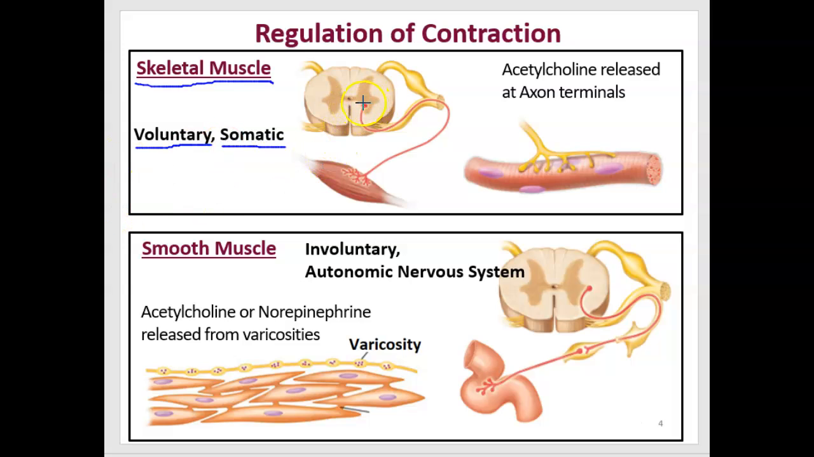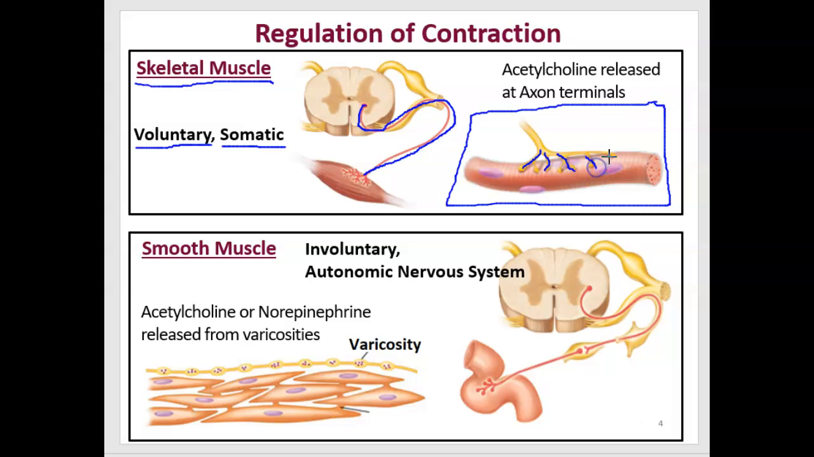And the somatic nervous system has motor neurons that leave the spinal cord and innervate a whole muscle. And branches of the neuron will innervate individual muscle cells. So this picture on the right shows one muscle cell present in this whole muscle with many axon terminals innervating it, and a neurotransmitter is released at those axon terminals called acetylcholine.